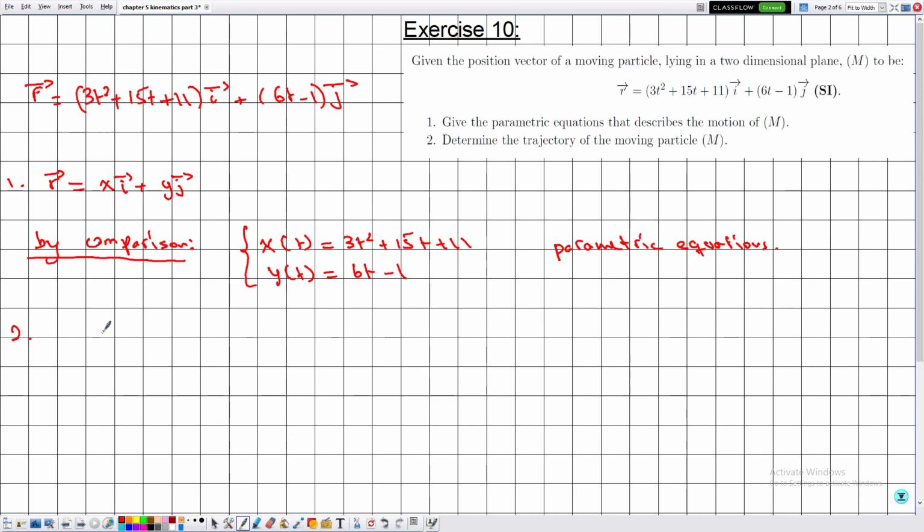As I have said, the trajectory is a relation completely dependent on x and y and independent of time. Then x is equal to 3t squared plus 15t plus 11, and y is given by 6t minus 1. We need to determine t as a function of one variable and replace it in the other variable. We always refer to the linear term. So here we can say that t is equal to (y plus 1) divided by 6. Now let's replace t, which is equal to (y plus 1) divided by 6, in x.